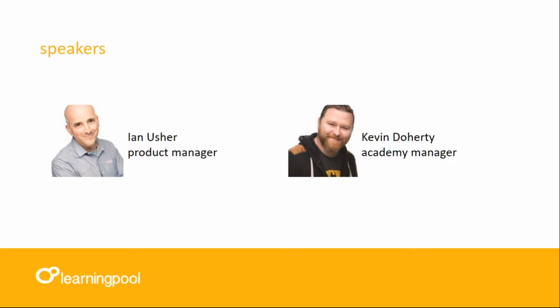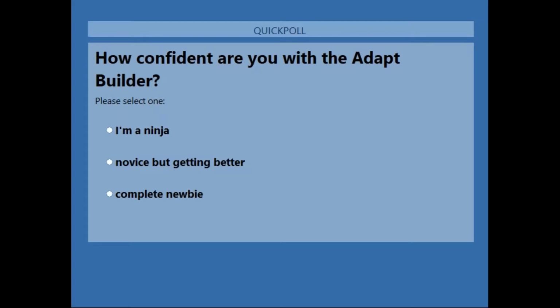So before we start, it will be helpful to understand how comfortable everyone attending this morning is in using the Adapt Builder. So could you please just take a few seconds to answer this poll? Let us know if you're a ninja, a novice, or a newbie. We had to use alliteration. I think it's contractually obliged. So please let us know by answering this very simple poll how you're doing.